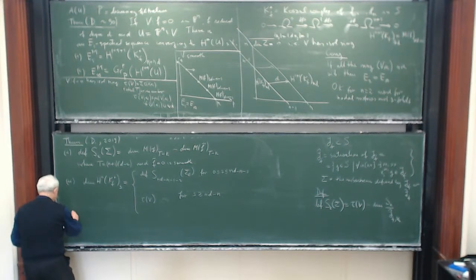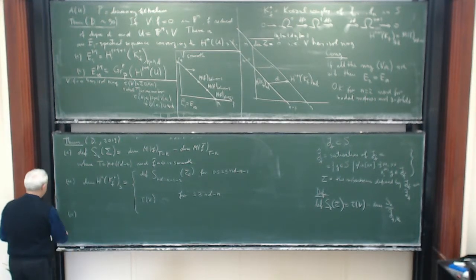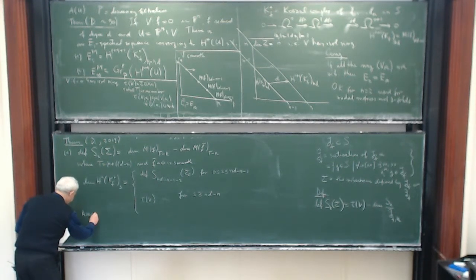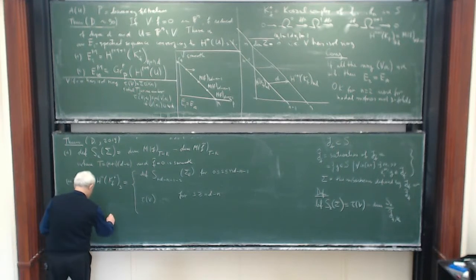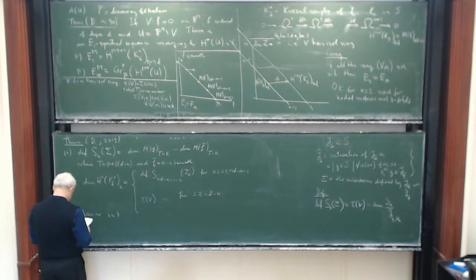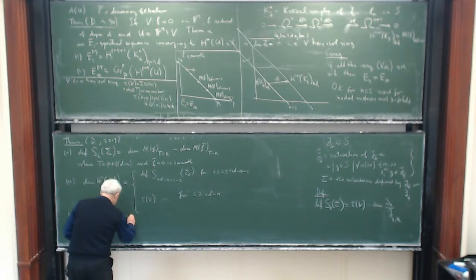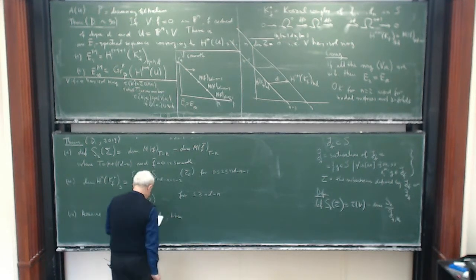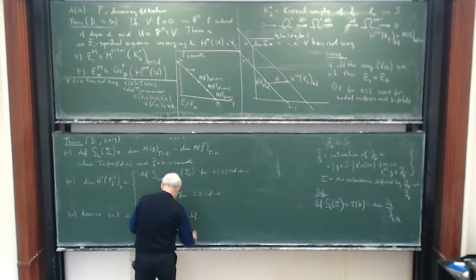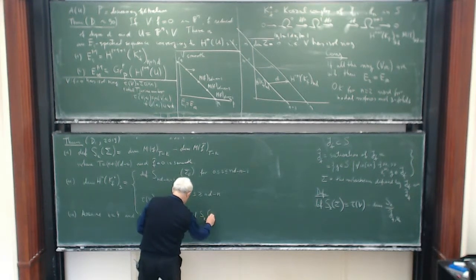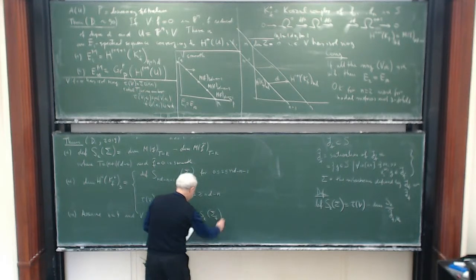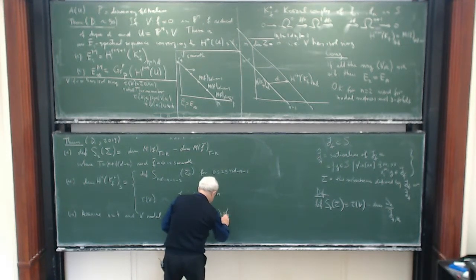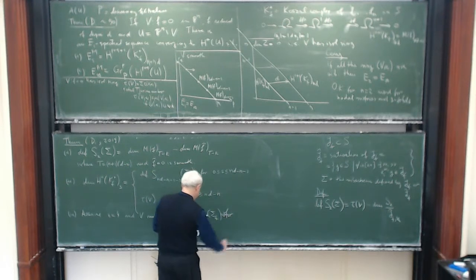Okay, and the last claim. Assume n is equal to 4 and V is nodal. Then we have vanishing for the defect.